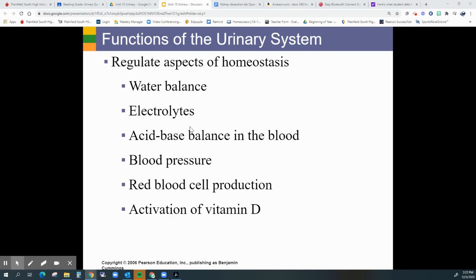Okay. All right. It also helps us regulate a lot of the aspects that we talked about with homeostasis. So things like water balance, electrolyte balance. The pH of our blood is also regulated by our kidneys. Blood pressure, or the amount of water that's in our system, is regulated there as well. Red blood cell production. So our kidneys actually regulate how much or kind of when we start the production of red blood cells. And lastly, they help us activate vitamin D.